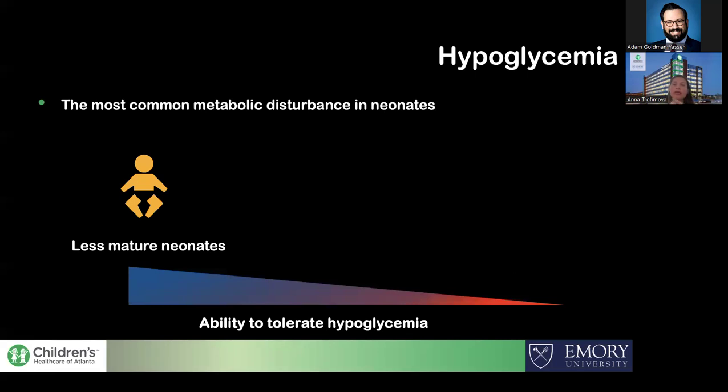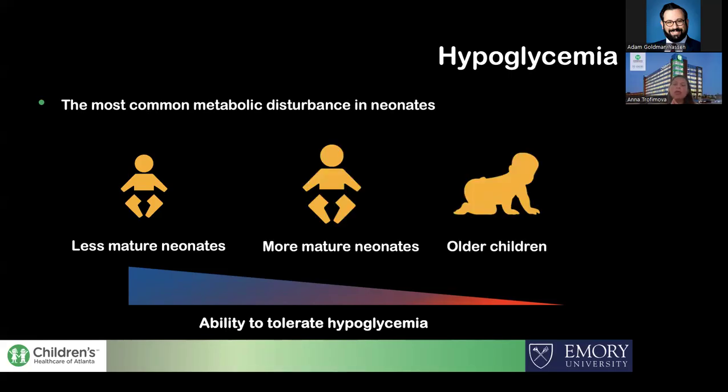First of all, the ability of a neonate to tolerate hypoglycemia is inversely proportional to the degree of their maturity. So basically, if we take a look at the whole spectrum between less mature neonates to more mature neonates and older children, the older the child, the lower the glucose level they can tolerate compared to less mature neonates.